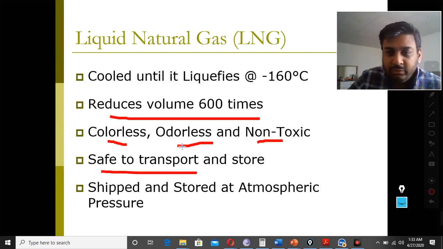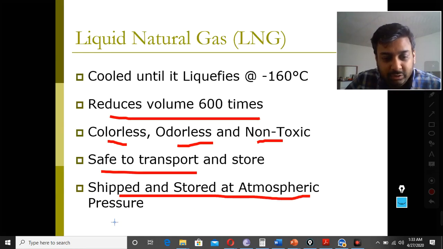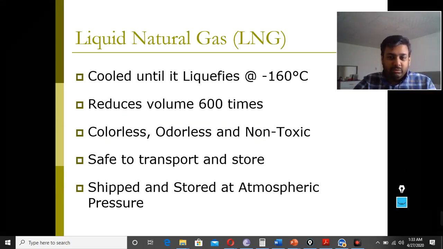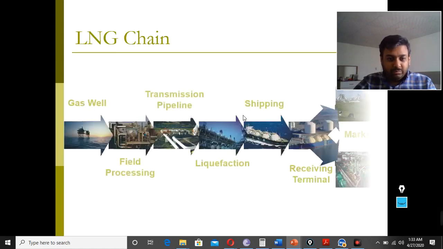And I will show you in a video, like when we put it even in the air, it is not catching fire so easily, and it is shipped and stored at atmospheric pressure. So we just maintain normal pressure and keep it at minus 161, and we can transport it to any part of the world using those special tankers that I will show you.